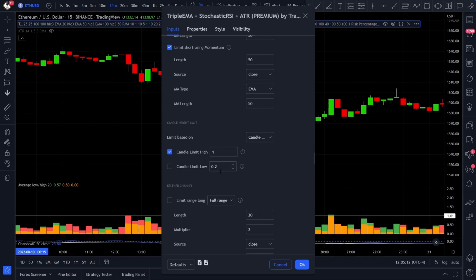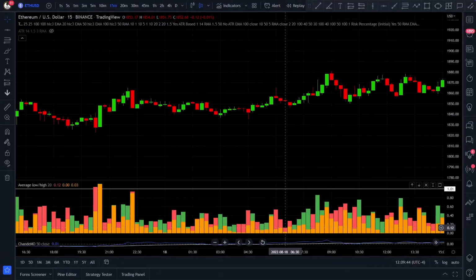So let's say I don't want to enter into any positions when the signal candle height is less than 0.2%. To do that, set the candle limit low to 0.2 and tick the box next to it. Now if an entry signal candle would have printed here, then the script would have not entered, as the entry signal candle would have been under the 0.2% low limit level.